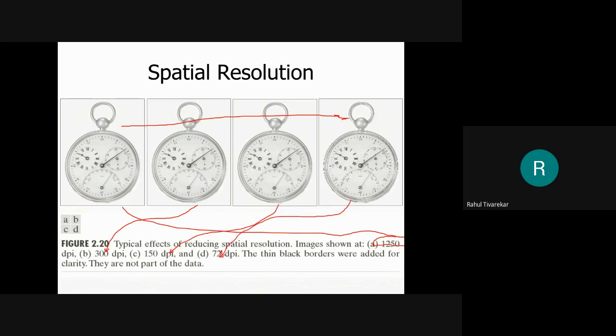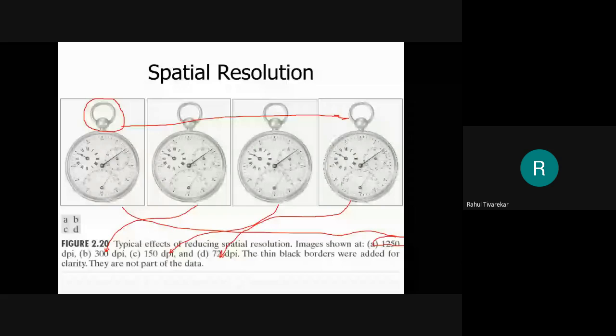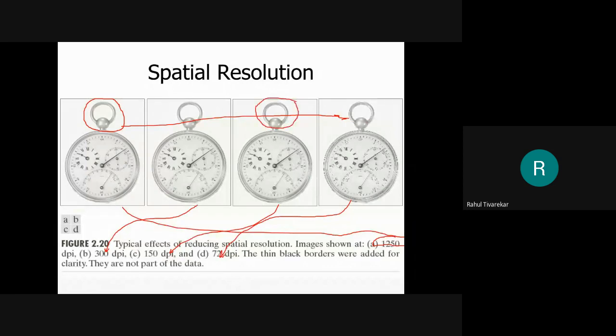And you can easily observe the difference between the clarity. You can see on this ring on the top of that watch, the gray level transitions are very smooth. However, if you go to the right side, eventually here it becomes almost observable. The transition of gray levels are annoying, and here those are not at all acceptable.